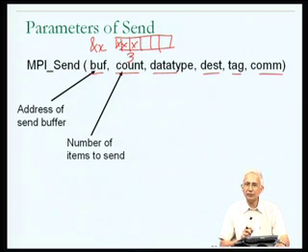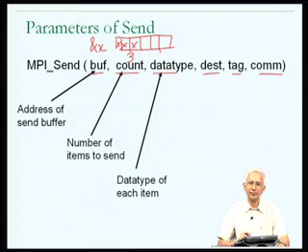Now, how big is each of the values that is to be sent? That is specified by the third parameter, which is the data type. The data type specifies the type of each of the elements which is supposed to be included in the message that is sent. So, if for example this is a buffer of integers, then the fact that it is integer is what would be conveyed in the data type.